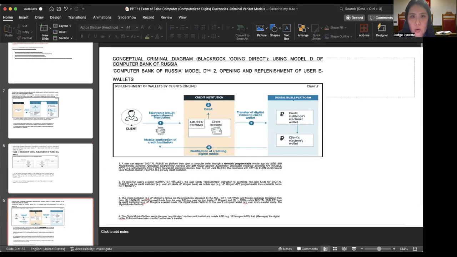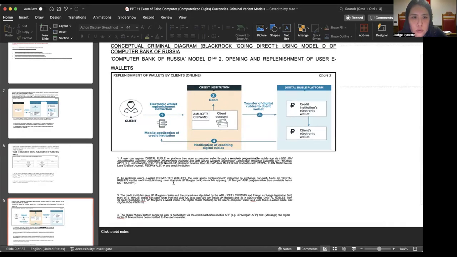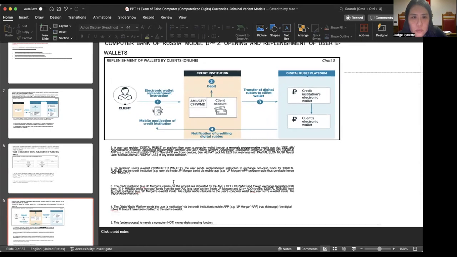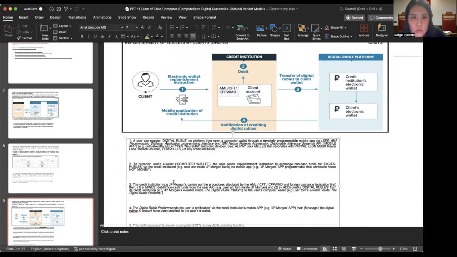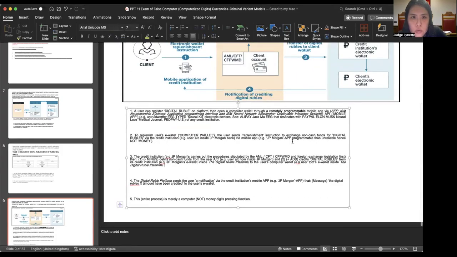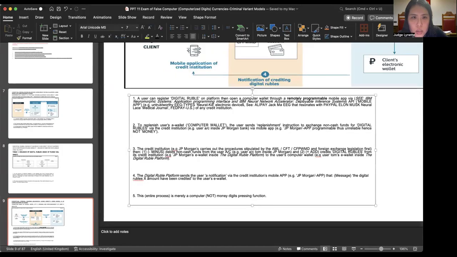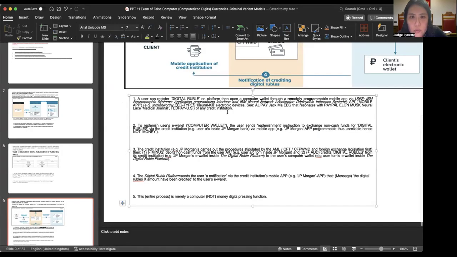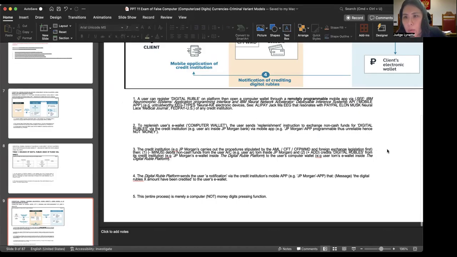Now, the second type of transaction, opening and replenishment of user e-wallets. So you can see here that the user can register for digital ruble on platforms and then open a computer wallet through a remotely programmable mobile app.